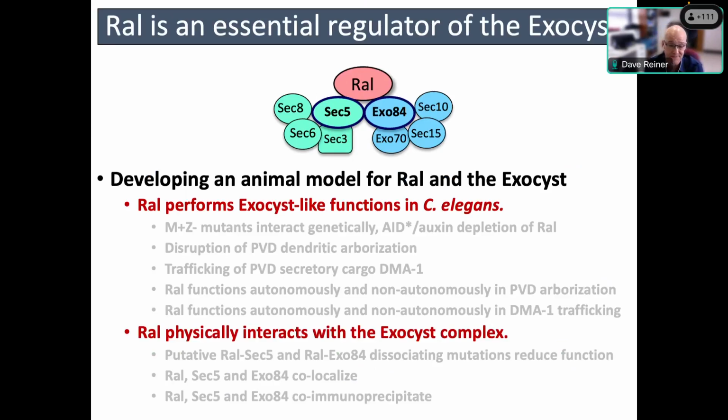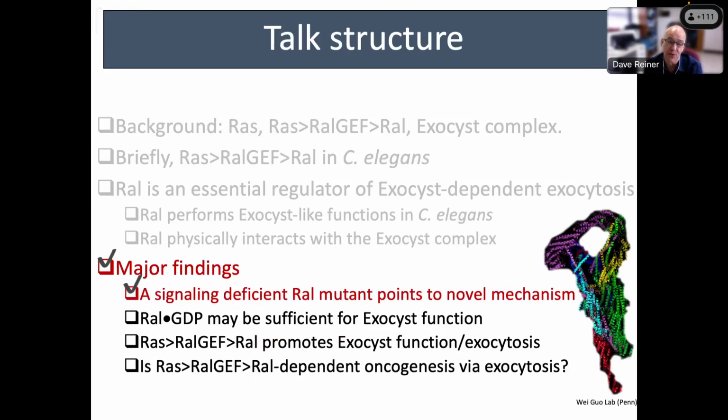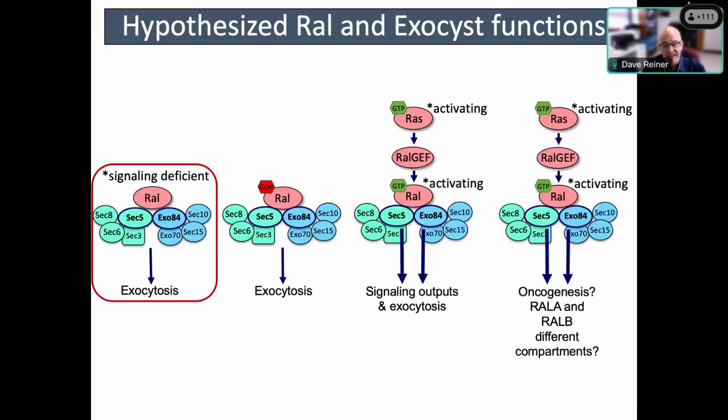Next slide, please. So now, with our system established and having finally proven this in a live animal rather than 20-some-year-old studies in cultured cells with the limitations of the time, right? It would be much better now. We can get on to asking some major functions of how RAL interacts with the exocyst and how this process is regulated. So the first of these we found is a signaling deficient RAL mutant. Next slide, please. And this is graphically illustrated here. These are the 4 points I'm going to make.